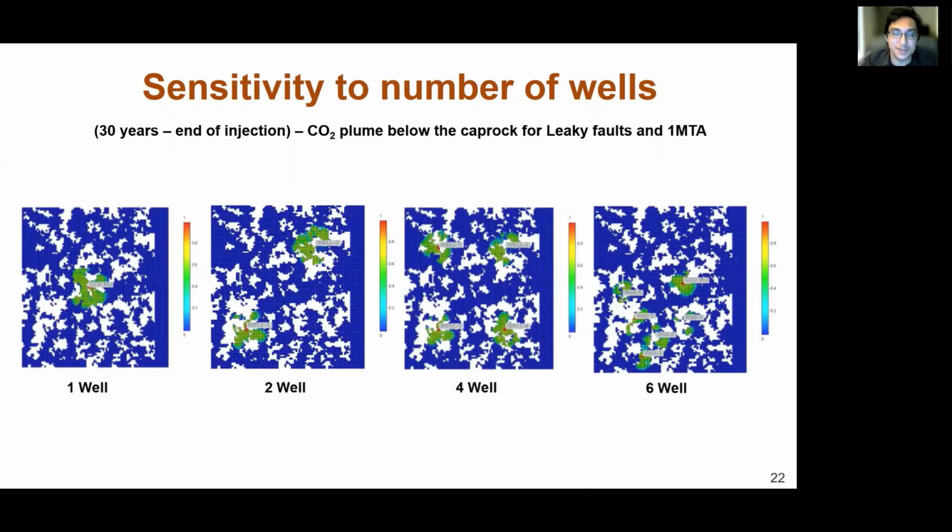And finally, for this case, we test the sensitivity to a different number of wells. So now we inject with a constant rate of 1 megaton annually, and the faults are leaky. So we have the test with 1 well, 2 wells, 4 wells, and the case with 6 wells, which is our base case here.